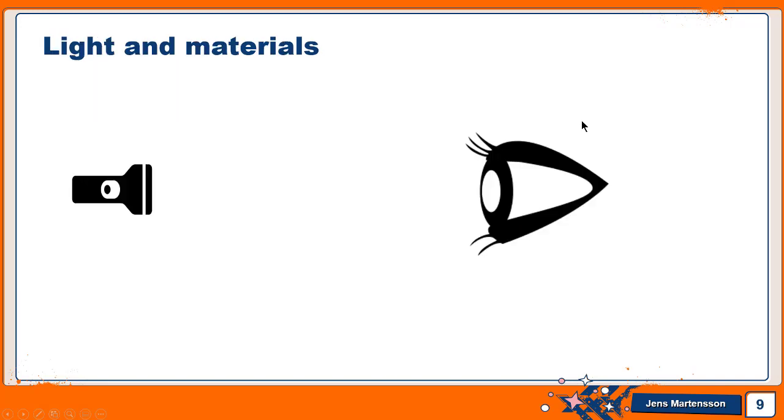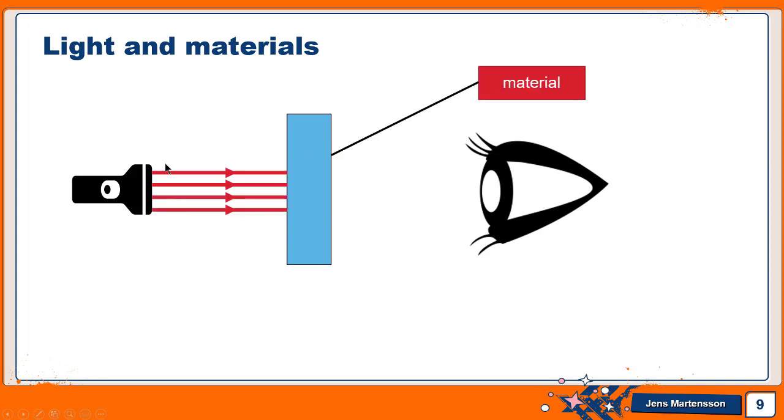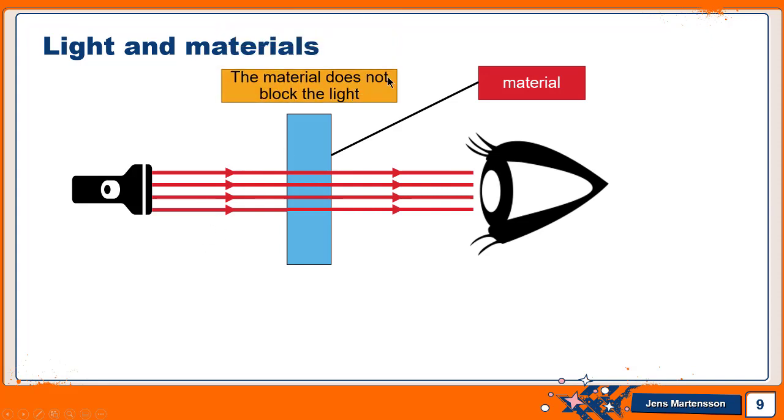Okay. So what happens when we have a light source and we have a material, and then we have light shining from our light source towards this material? Now you know a couple of things would happen. The first thing that could happen is that the light will go straight through the material. It goes straight through. So the material does not block the light. It doesn't stop the light. Okay, the light can go straight through.